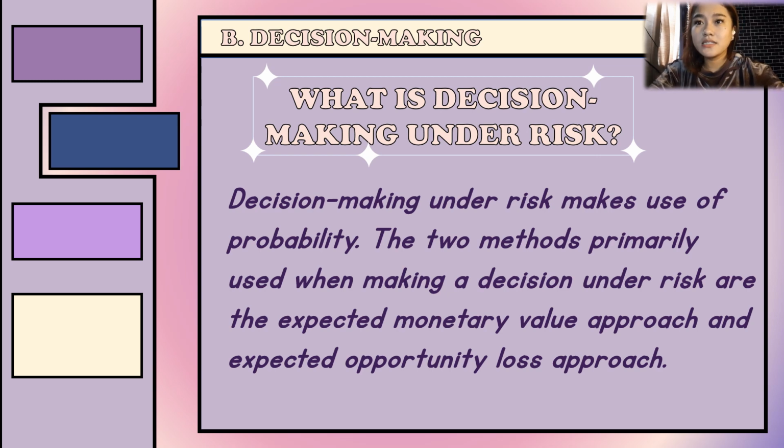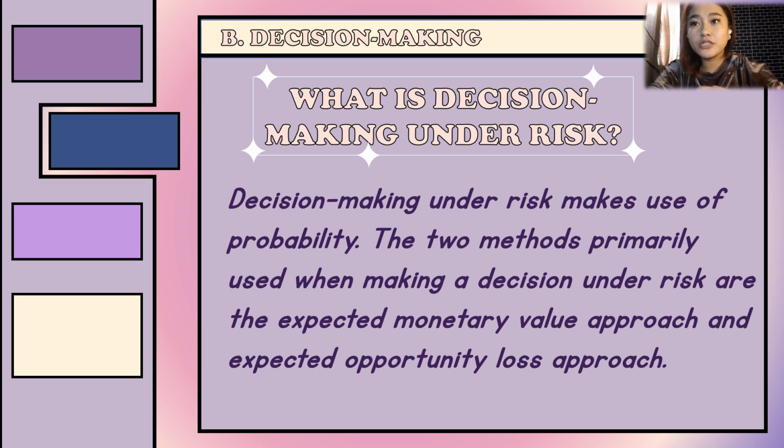In this context, decision makers use probability distributions and statistical analysis to assess the likelihood of different outcomes. Decision making under risk makes use of probability. The two methods primarily used when making a decision under risk are the expected monetary value approach and the expected opportunity loss approach, which will be tackled by my other groupmates.